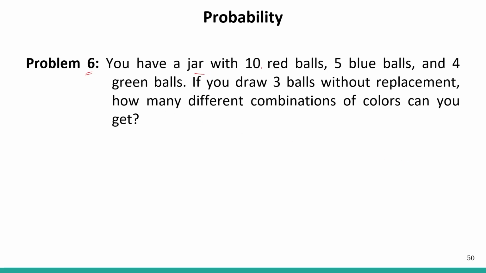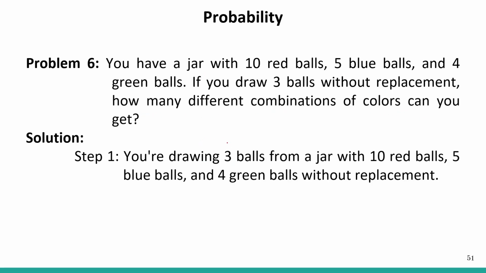So you have a jar with 10 red balls, 5 blue balls and 4 green balls. If you draw 3 balls without replacement, how many different combinations of colors can you get? So you are drawing 3 balls from a jar with 10 red balls, 5 blue balls and 4 green balls without replacement, right? So the total number of balls is 10 plus 5 plus 4, which is 15 plus 4, equal to 19 balls in total, right?